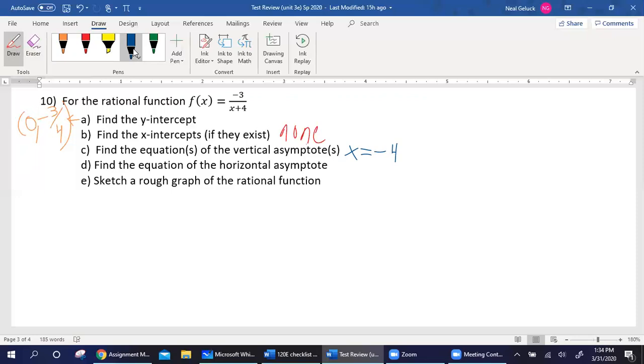Horizontal asymptote. Well, now on this one, remember that my degree on top really on x's, let me rewrite this a little bigger. Really, the numerator can be thought of as -3x to the 0. The denominator has a degree of 1. The degree on top is smaller than the bottom. Remember, that means automatically my horizontal asymptote is y equals 0, which is really just the x-axis.